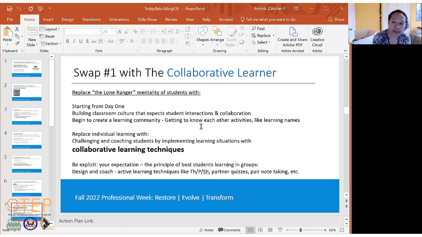You can do partner quizzes. You can ask students to take quizzes together. You can ask students to take notes together and then compare their notes after a lecture. So those are just a couple of examples of what you can do to encourage collaborative learning.